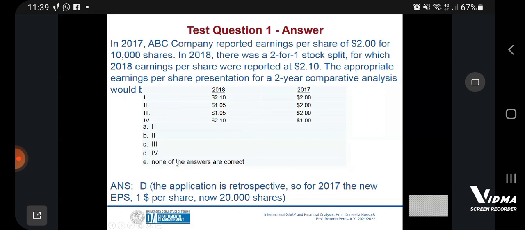So, option 4. For 2018, we will have the amount of basic earnings per share 2.1 and the restated amount to account for the stock split, it is $1 per share. I'm going through them fast if you allow, in order to have some time for the Excel illustration.